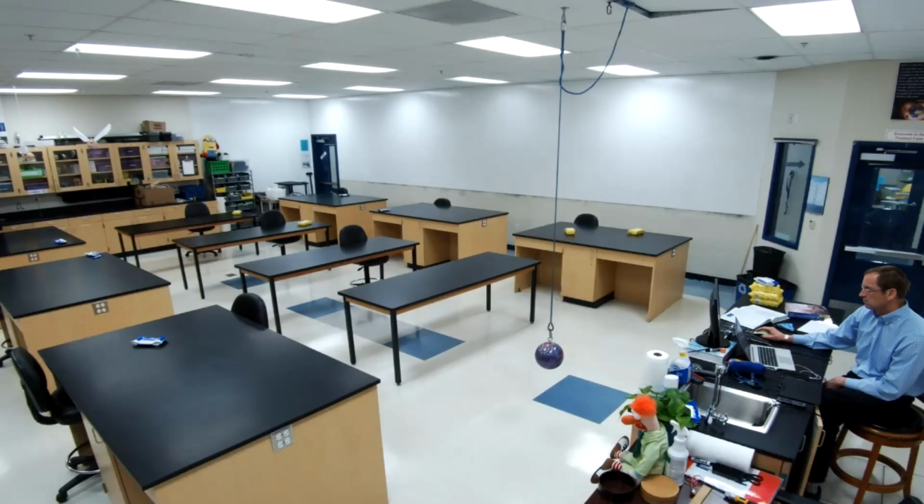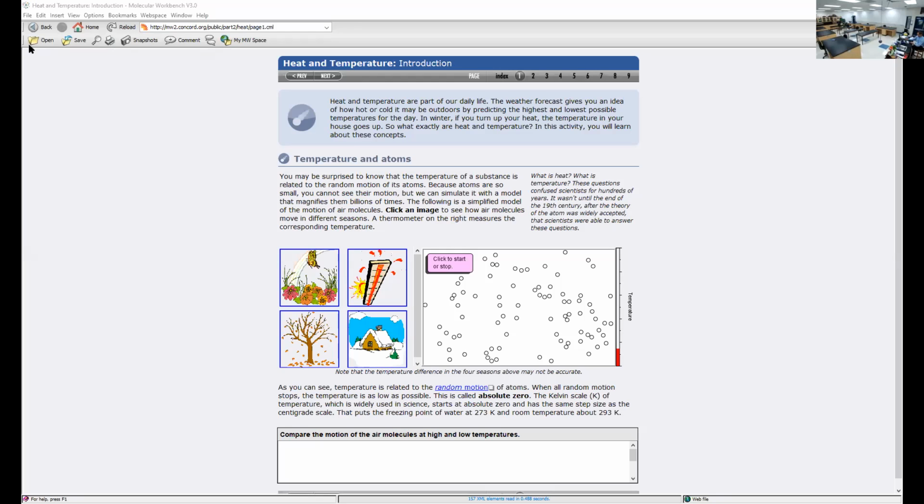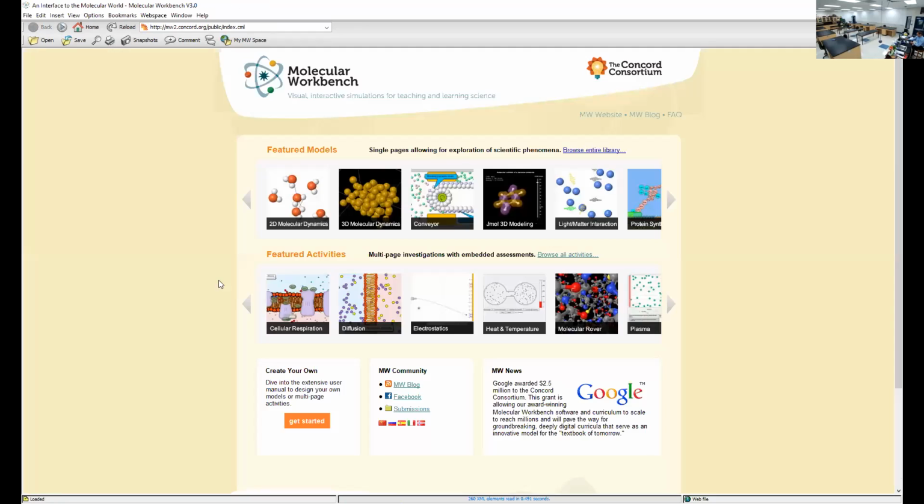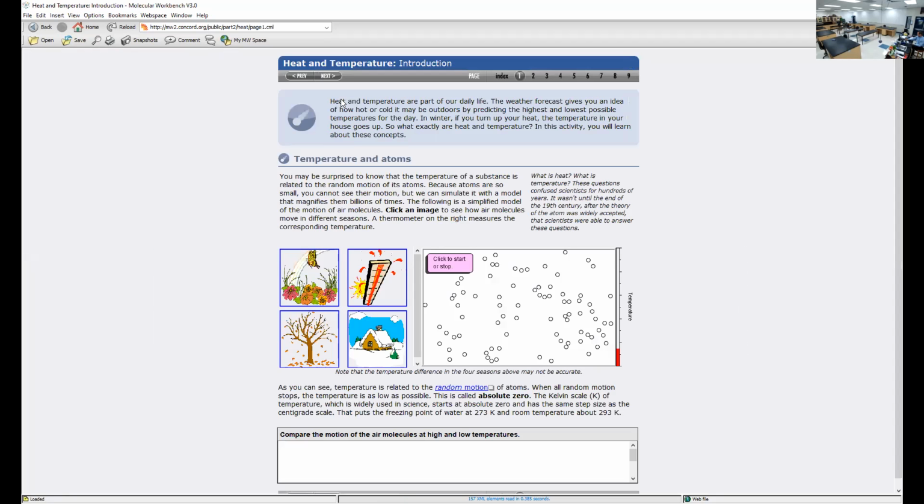All right, so I think we could try to look a little bit at an activity. In Molecular Workbench, I can go back a little bit. They have a lot of cool tools and activities here, and one key activity is on heat and temperature. So we can look a little bit through that.